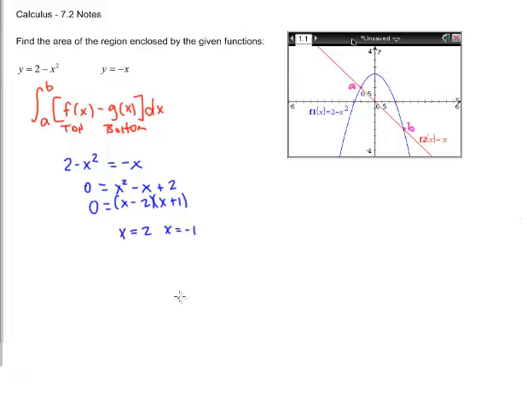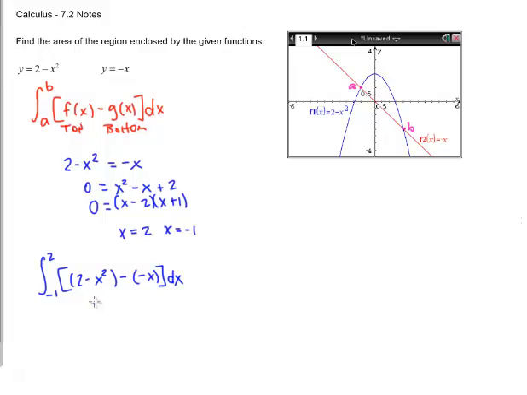Okay, those are going to be our points of intersection, and so now we're just going to integrate from negative 1 to 2. We're going to integrate the upper function, which is 2 minus x squared, minus the lower function, which is negative x. And always put parentheses in there so that everything is sorted out correctly and organized appropriately.